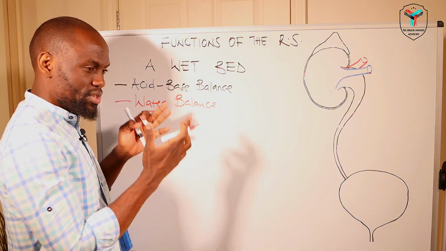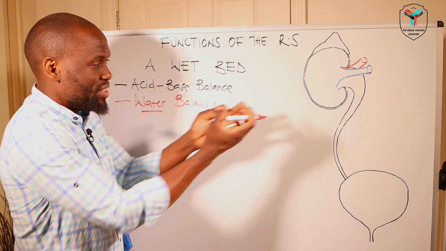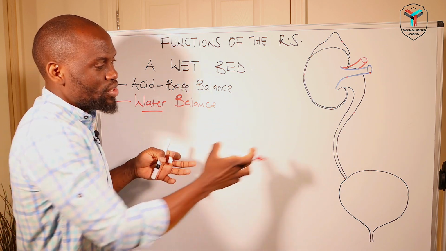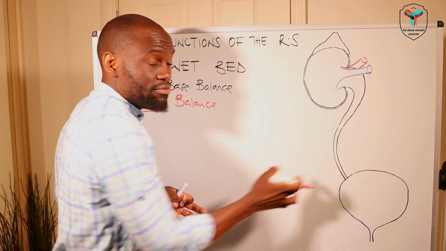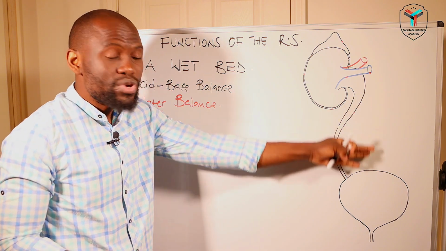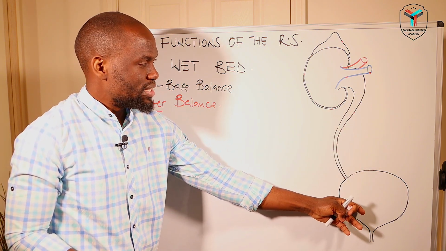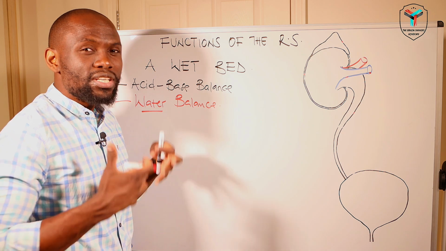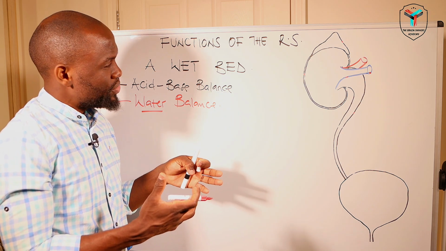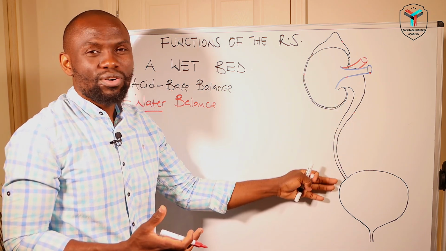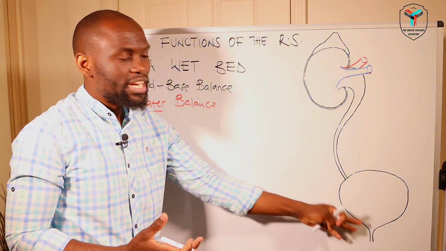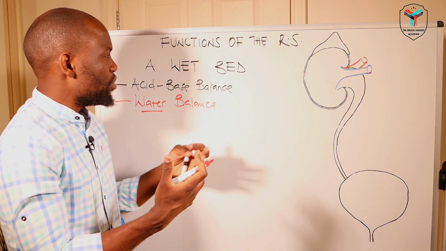When your blood pressure or circulatory volume is low, it will retain that water and not allow it to go to the ureter for excretion, meaning your urine becomes more concentrated. And when you have plenty of fluid within your circulatory system, it will get rid of that excess water, and then your urine becomes more dilute.